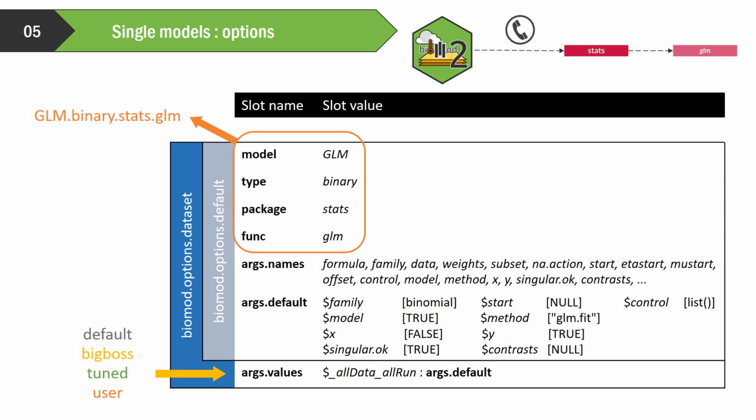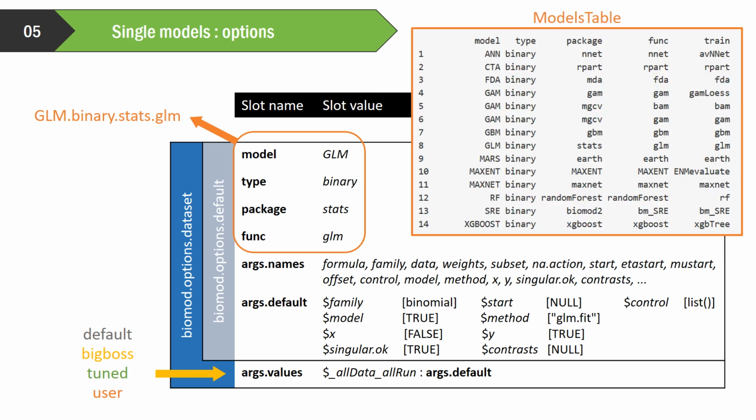Within the ID card are detailed the model name, the data type, the package it is coming from, and the function name. These four pieces of information combined represent the ID name of the model. And this information can be found within the biomod2 models table data. You just need to juxtapose the first four columns to get each model ID name.